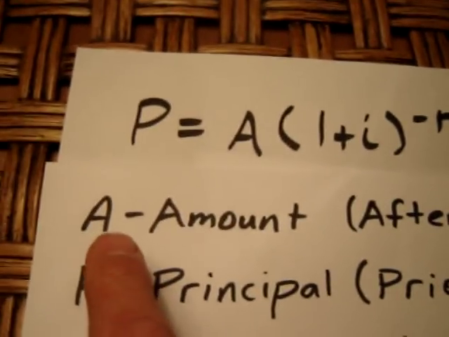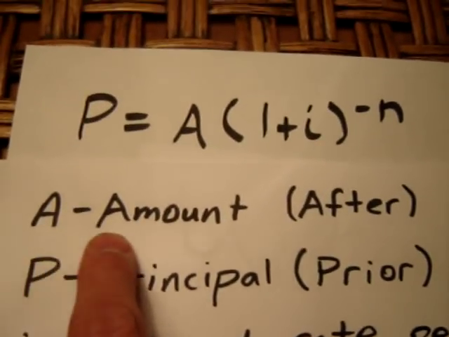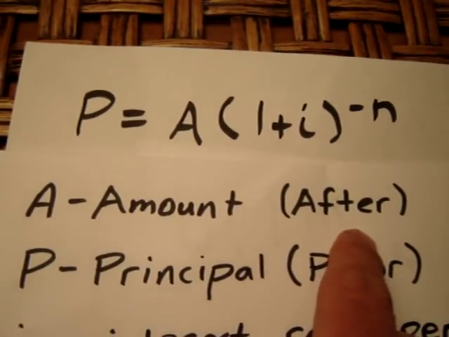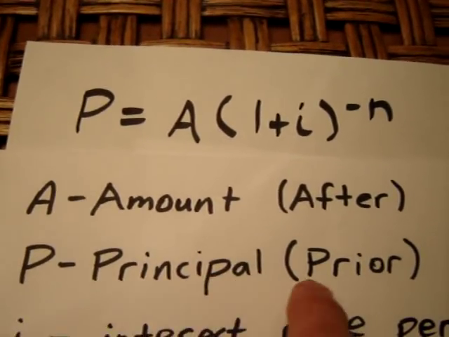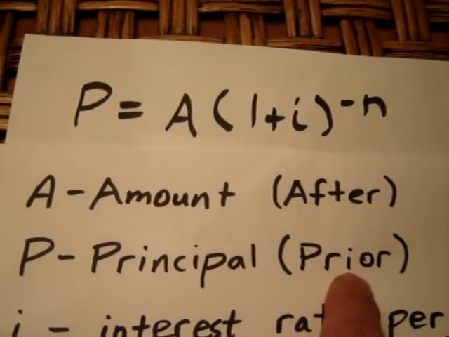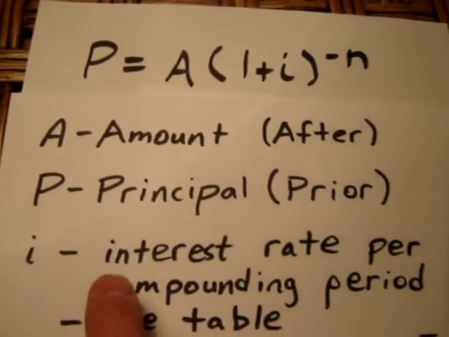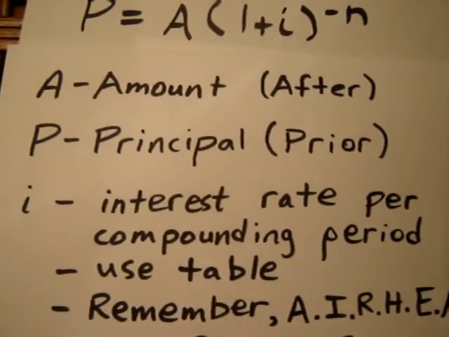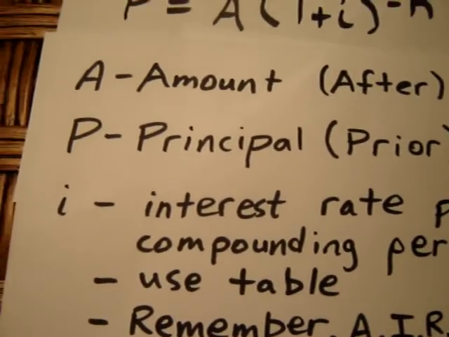Well, again, just like in the last questions, the A stands for the amount after the compounding occurs. The P stands for the principal, or the amount that was in there prior to the interest occurring. i stands for the interest rate per compounding period. And to do that, we use the same table that we used in the last question.